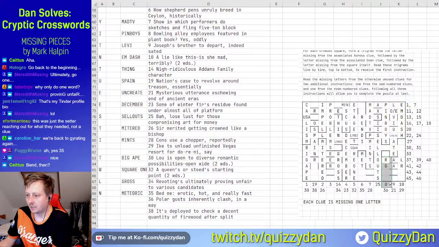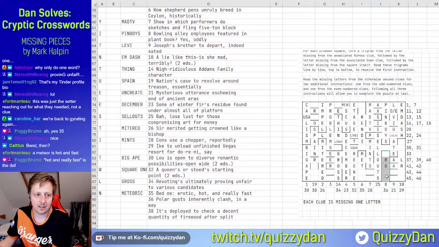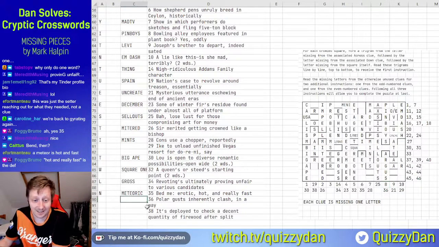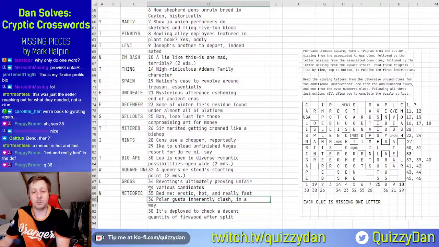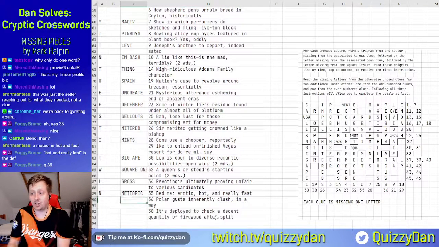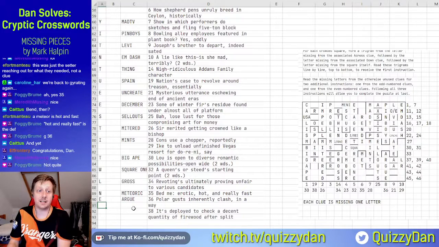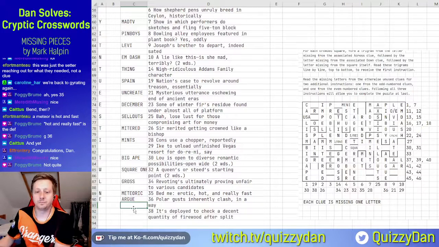36. We have this. Hot and really fast. Okay, definition. Polar gusts inherently clash in a way. Argue. So it's guests. It's a hidden. I spotted a hidden that had a thing missing from the hidden. It's literally hidden in polar gusts. But it should be polar guests. And if they clash in a way... Oh, goodness. It's not Argus. Go away. Argue. It's literally hidden in there. Points to me. Argue.